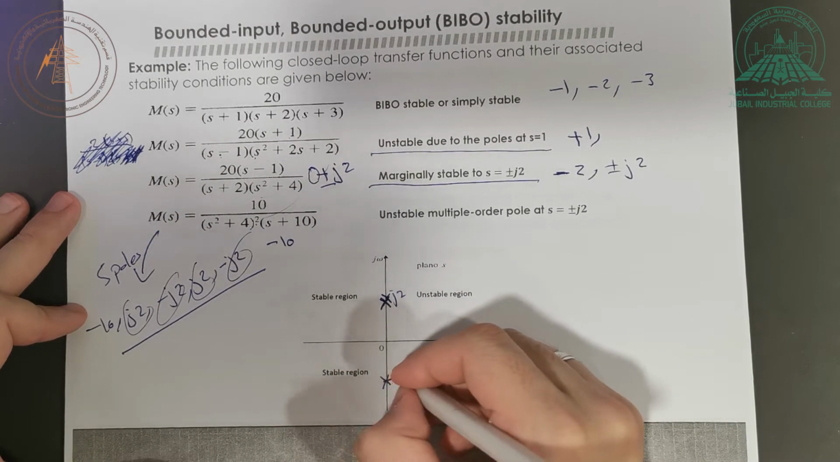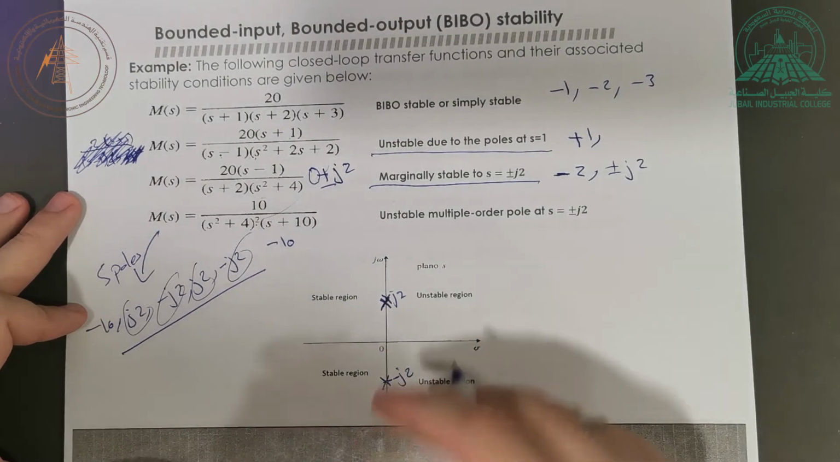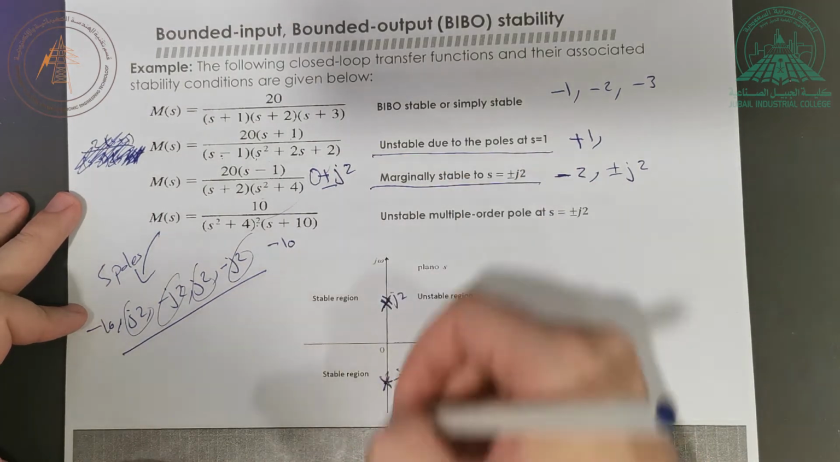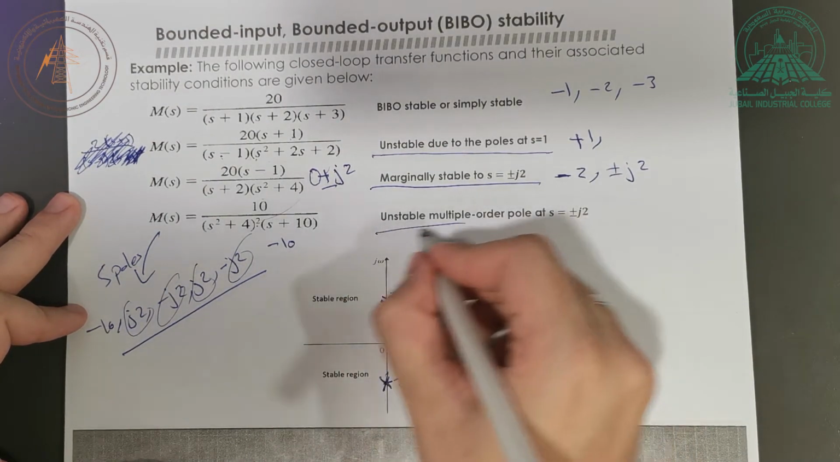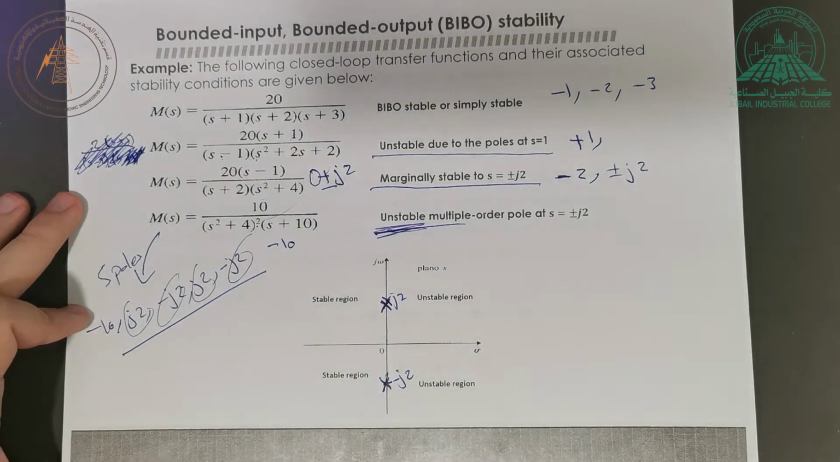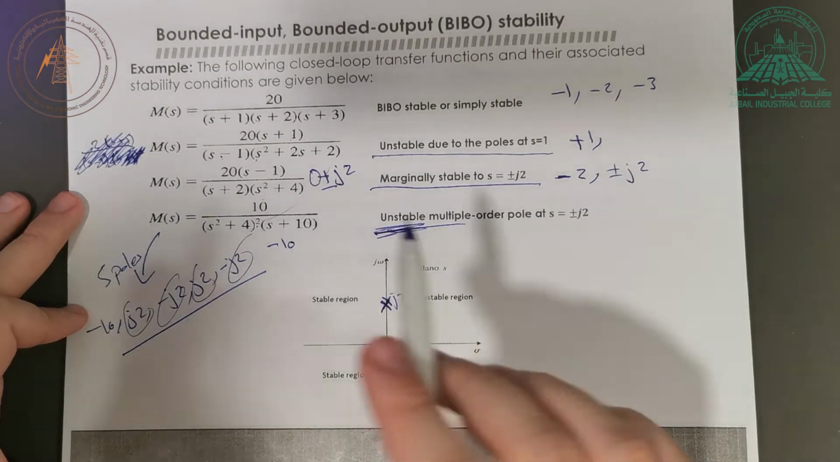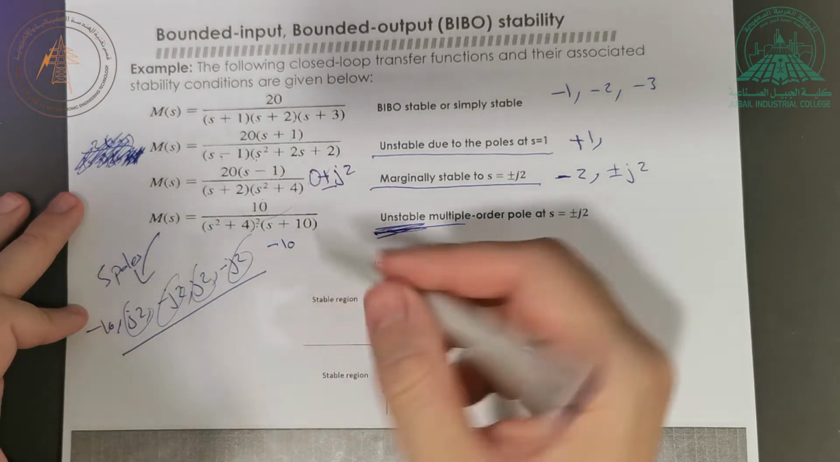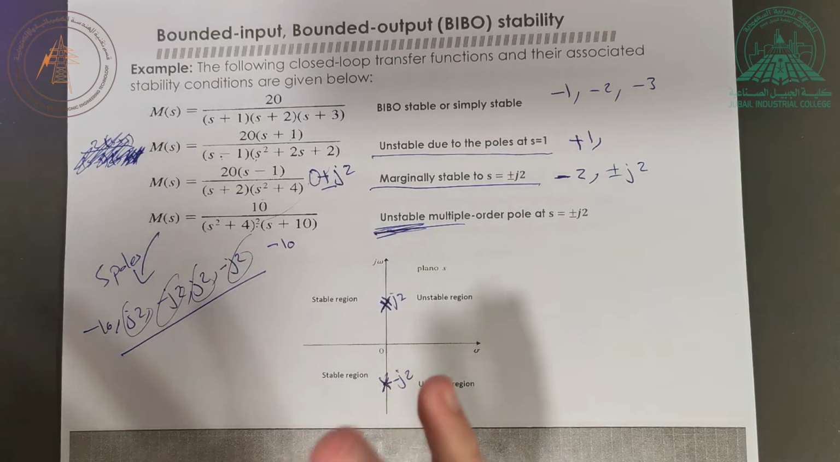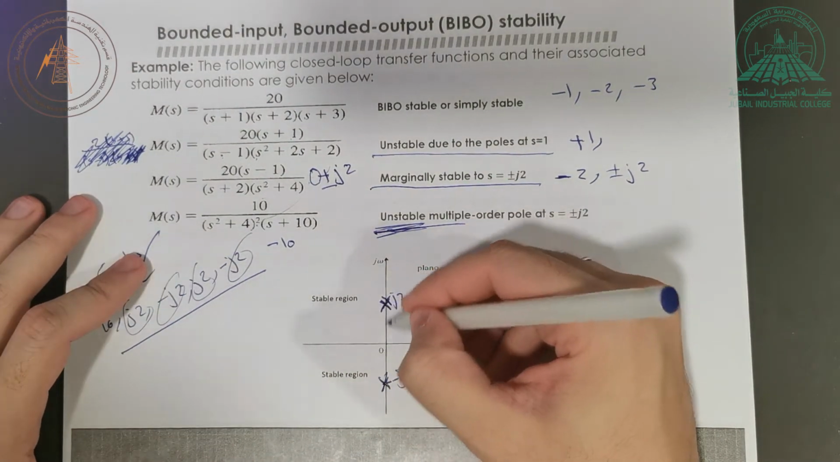Here I have minus J2, minus J2. So if you have something repeated on the J omega axis, you get what? Actually it becomes unstable. So this is the caveat that we talked about in the previous slide. So you have to be careful. This is not applicable if it is lying on the J omega axis.